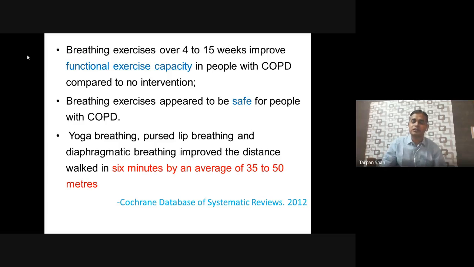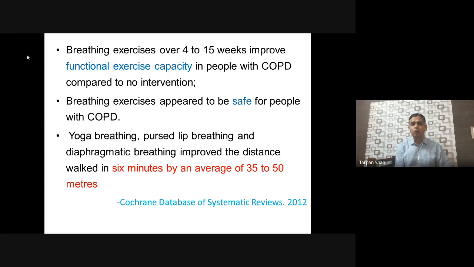So the Cochrane database of systematic reviews says that if breathing exercise is given for 4 to 15 weeks, it will improve the cardiovascular functional capacity in patients with COPD compared to no intervention. And in COPD patients, breathing exercises are very, very safe. In COPD patients, our main focus will be on expiratory exercise, like first the breathing exercise will be our area of focus. You can even teach them positioning to relieve the dyspnea, and later on you can teach them diaphragmatic breathing exercise as well as other exercises.